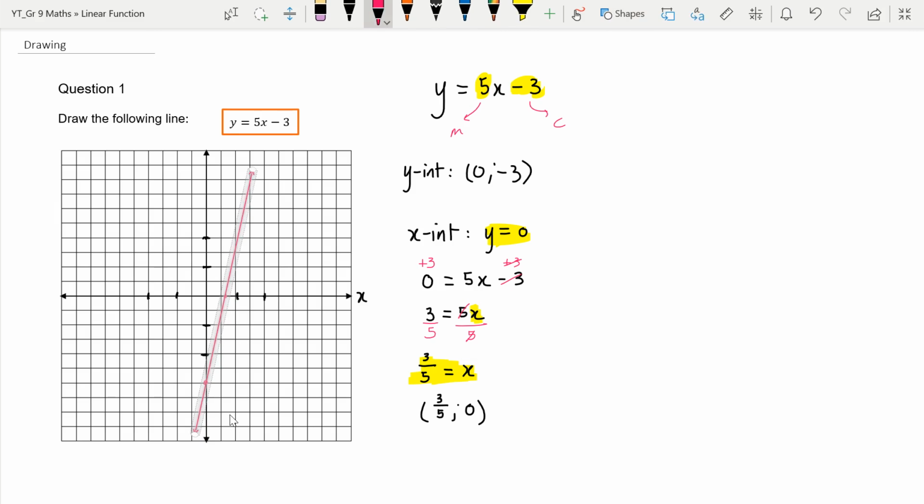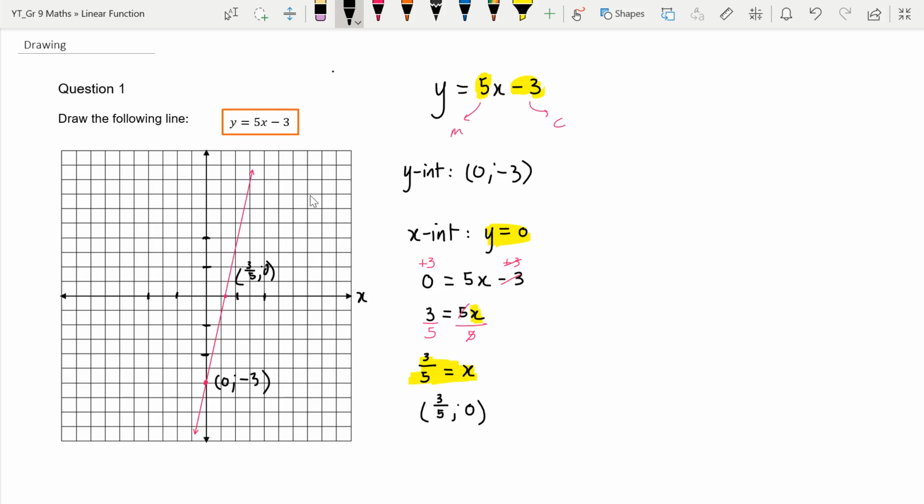Okay. There's our line. And then what you need to do is you just need to go put in the points. Those are the points of intersection. So that would be (0, -3), and that one would be (3 over 5, 0). And there is our straight line.